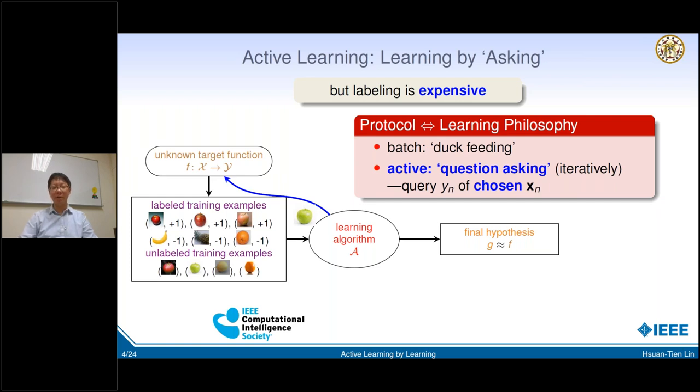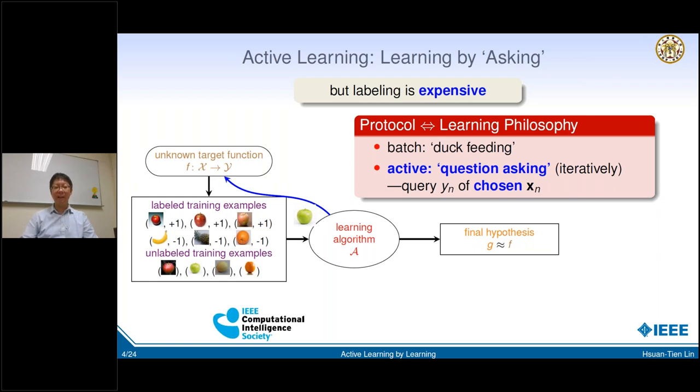Okay, so for example, this learning algorithm may have chosen this green apple here and asked the oracle, the target function, the labeler, whether this is an apple or not. If the learning algorithm gets the information that this green apple is actually an apple, then this labeled data is added to the label pool to help learning performance.